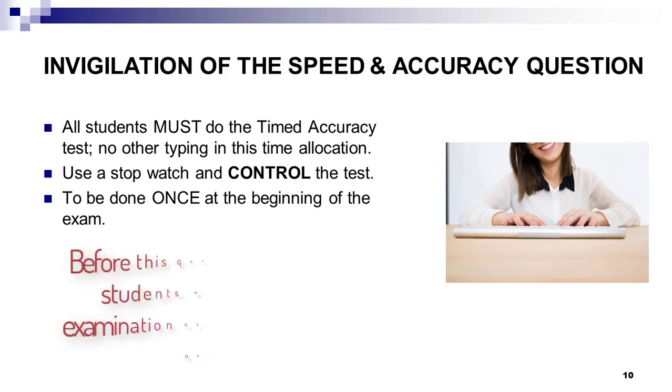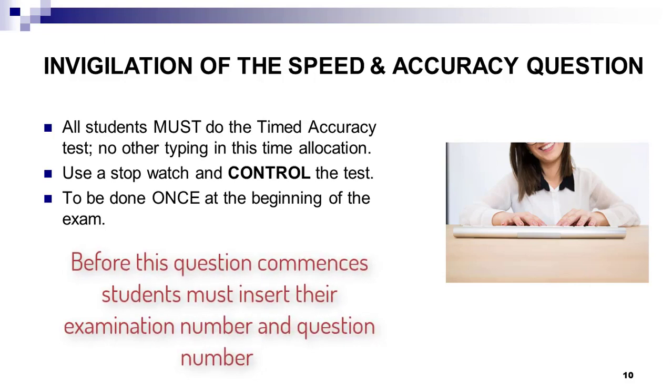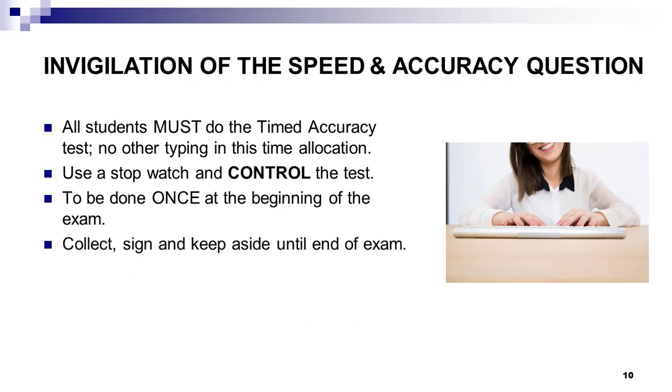Before the speed and accuracy question commences, students must be instructed to insert the examination number and question number only. Thereafter, students will wait until the instruction by the invigilator to begin. Stop and print when the invigilator gives the instruction to do so. The invigilator will collect and keep the printouts from the printer, sign it at the end of the typed work, and only hand it out at the end of the examination to be inserted into the folder.